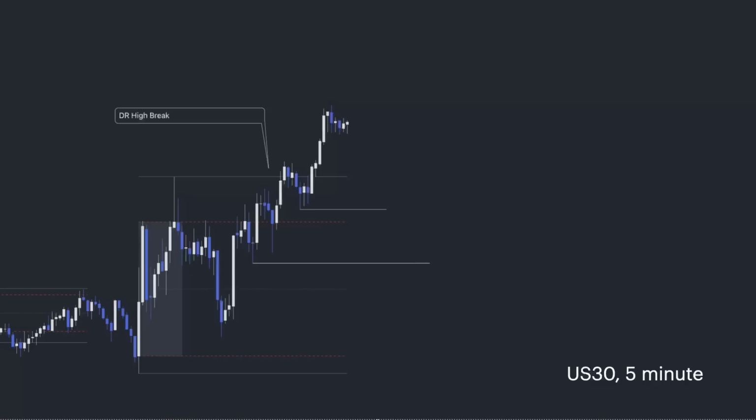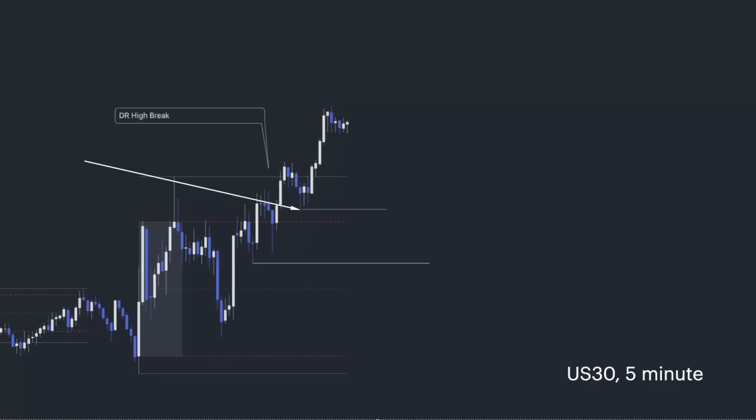Next example, US 30 5-minute chart. As you can see, we get a confirmation break of the DR high, suggesting that this low is in for the day. We get a retracement back here. Maybe this could have been a long on some other model. And yes, it does yield a decent profit. And what happens after that?